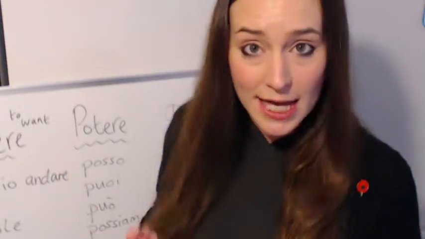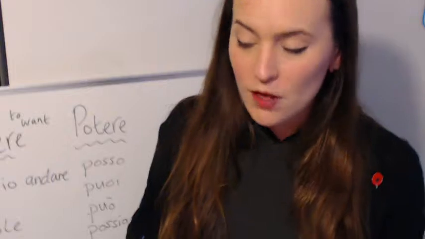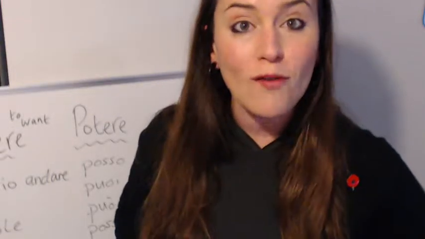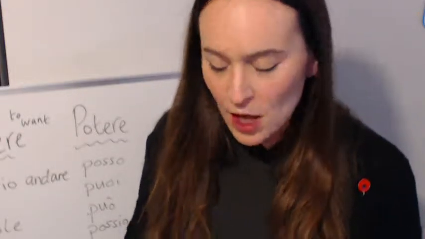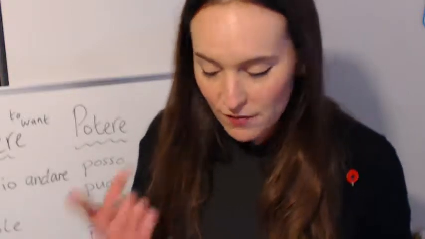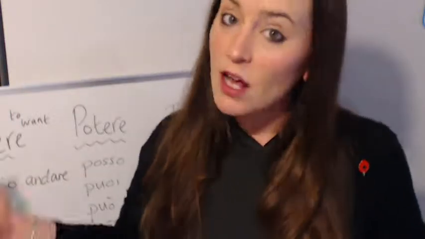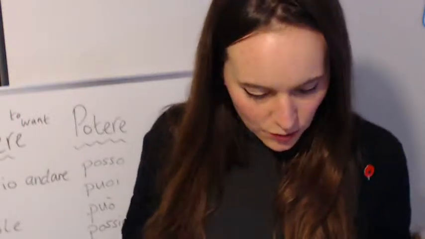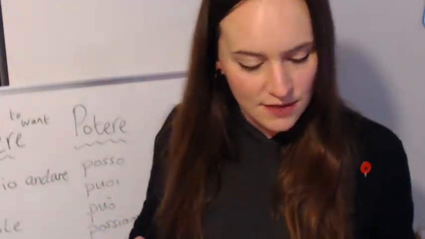So I could say voglio essere più alta. I want to be taller. Voglio avere una nuova macchina. I want to have a new car. Vogliamo avere una casa più grande. We want to have a larger house. So there's some verbs that you can use with this modal verb volere plus the infinitive form. So that's a form that hasn't been changed.